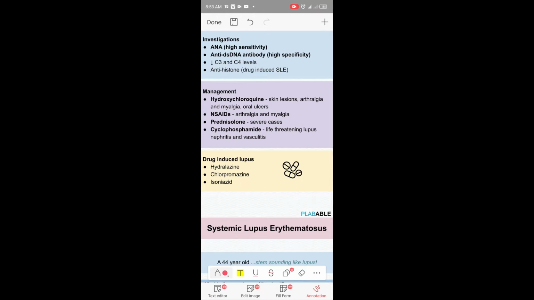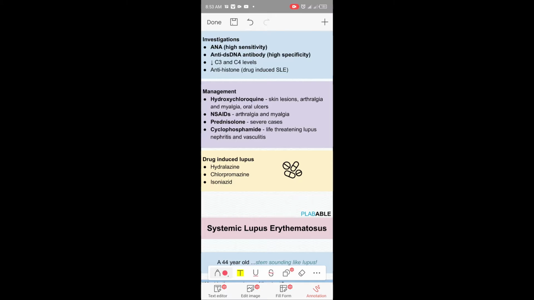Anti-dsDNA, that is highly specific, 99%, and 70% sensitive. The other thing is I said anti-Sm antibodies. Maybe there's no ANA, there's no anti-dsDNA. So choose the anti-Sm, that is 99% specific and 30% sensitive. Complement level is decreased. Okay, so antihistone is only in drug-induced lupus. Okay, we're going to discuss the drug-induced lupus.